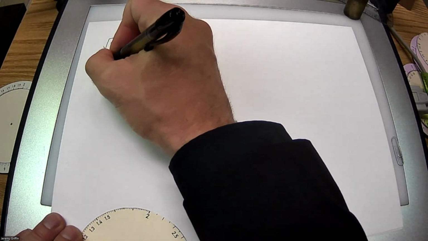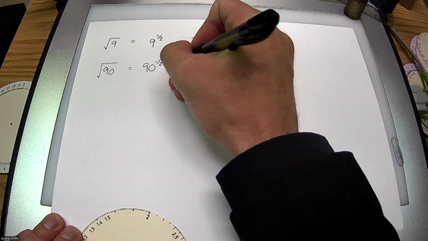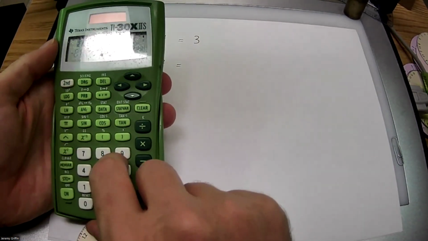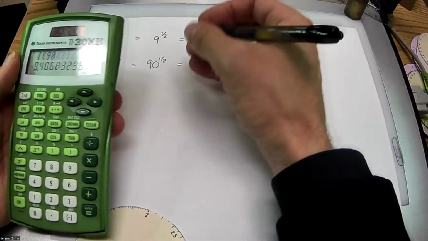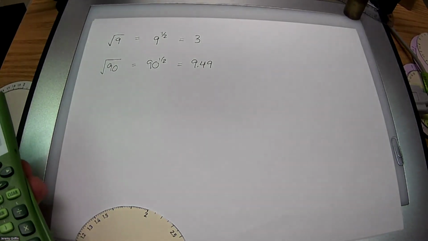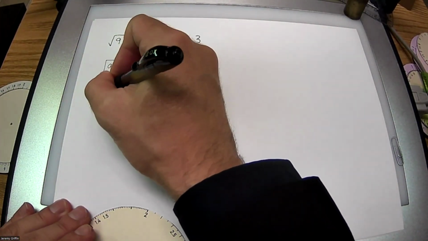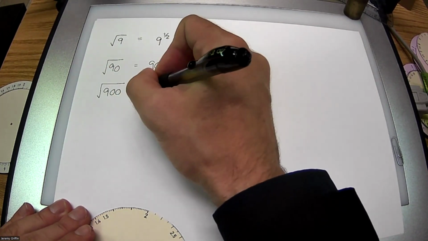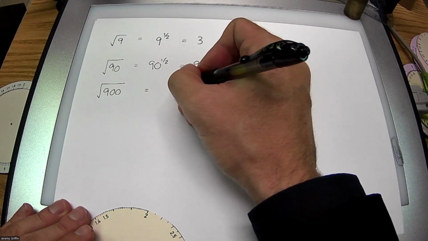How about what's the square root of 90? Might need a digital calculator for this one. 9.48 and a string of numbers. I'll round that to 9.49. Not exactly, but pretty close. Okay. How about this? What's the square root of 900? What times what is 900?